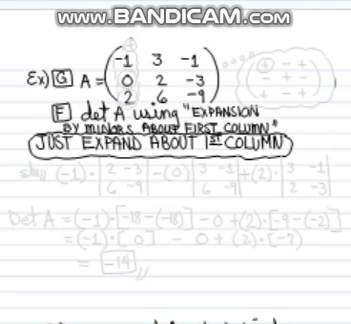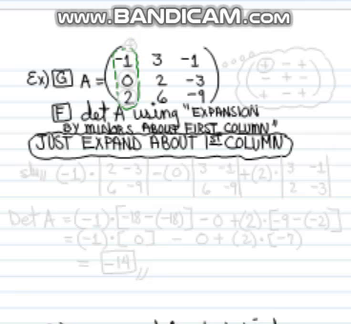So we're given this 3 by 3 matrix: negative 1 down below 0, down below 2; 3 down below 2, down below 6; negative 1 down below negative 3, and down below negative 9. Then they asked us to find the determinant of this 3 by 3 by expanding about minors about the first column. To me, the way I say that is just expand about the first column. So I'll do a little dotted balloon around the first column here.